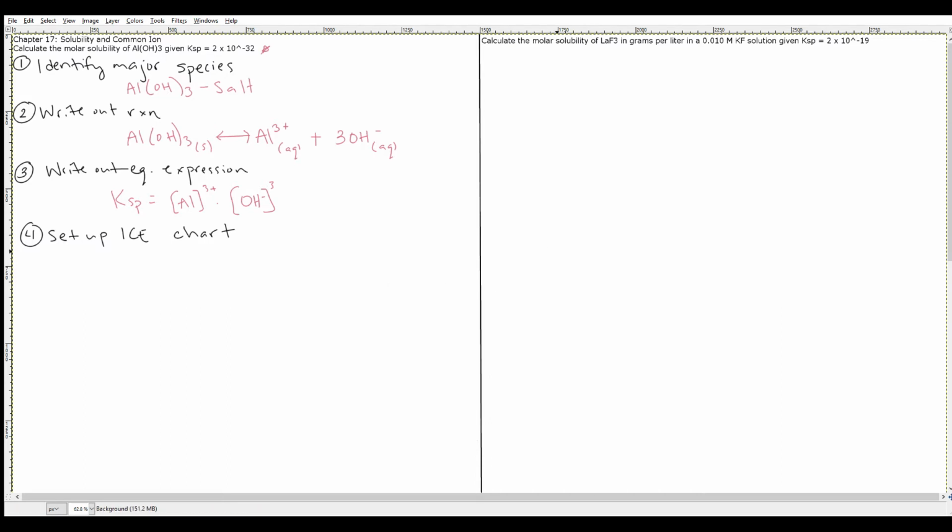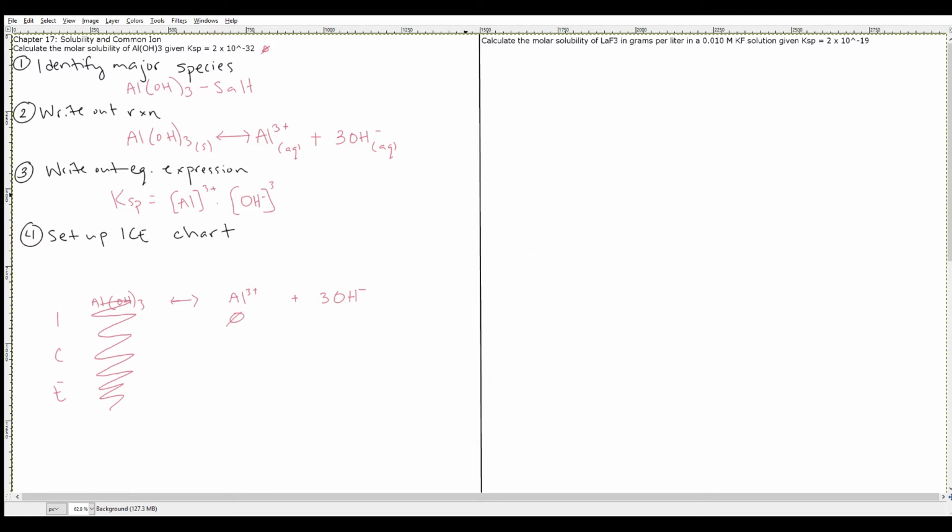So I'm going to leave some space above this so that I can add these back in later. I want to write this ICE chart down here. I'll have aluminum hydroxide reacts to form aluminum and hydroxide, and there are three of those. Okay, so I know that I don't include solids, so that's gone. And I would usually say, well, at the beginning I don't have any aluminum and I don't have any hydroxides. However, like we were just talking about, this is a very, very small Ksp.